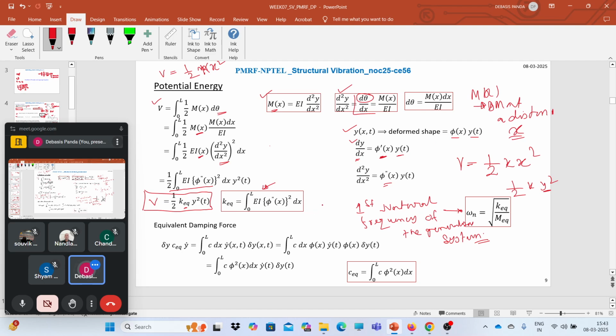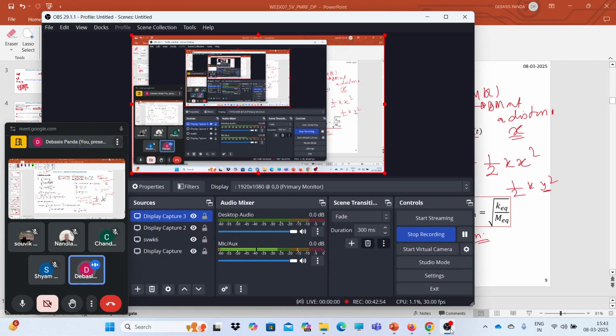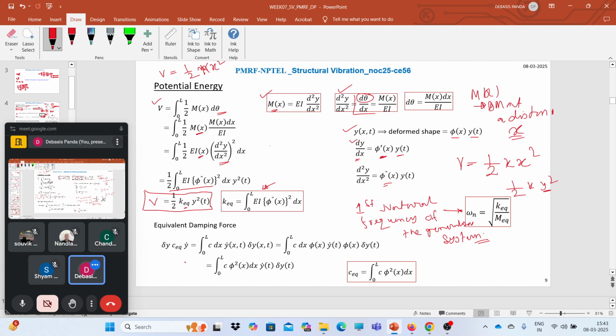Now if we want to extend it further, we can also get the equivalent damping force. Let's see how we can get it. For a spring mass damper system, if C equivalent is the equivalent damping for this system, then C equivalent into y dot is nothing but the damping force FD, right?